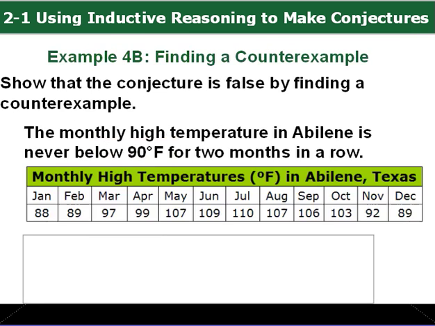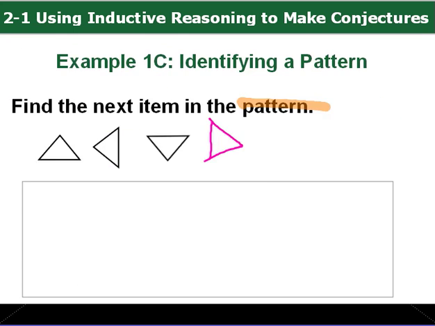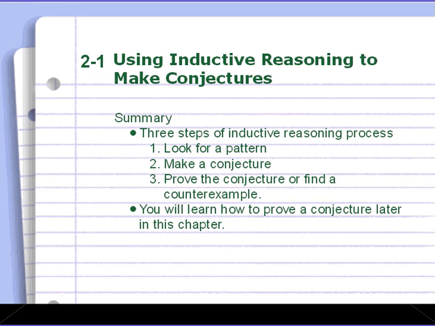We're done. Here's our summary. Here's a quick review of the whole thing, and then we get to the summary. Our summary, 3 steps of inductive reasoning: look for a pattern, make a conjecture, prove the conjecture, or find a counterexample. And we are going to learn how to prove a conjecture later in this chapter. It will be lots of fun. What an exciting time.